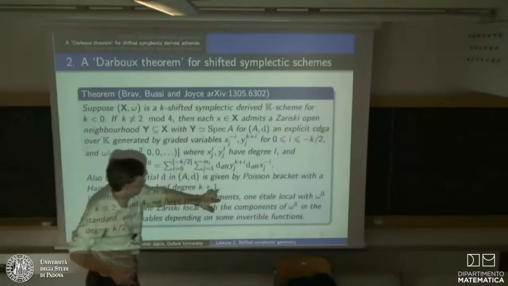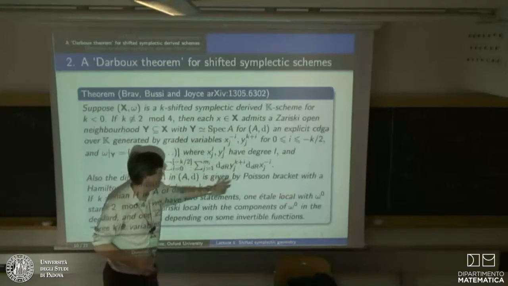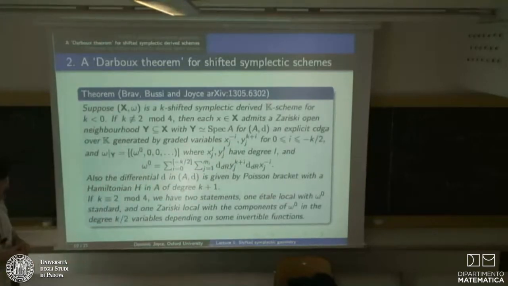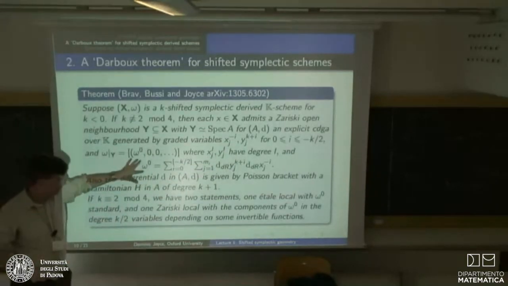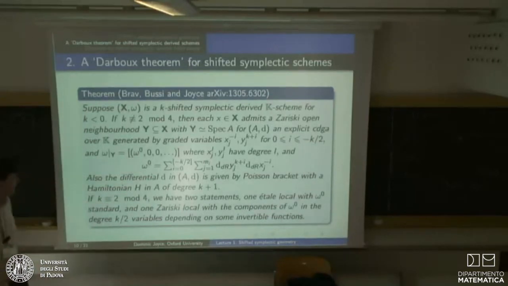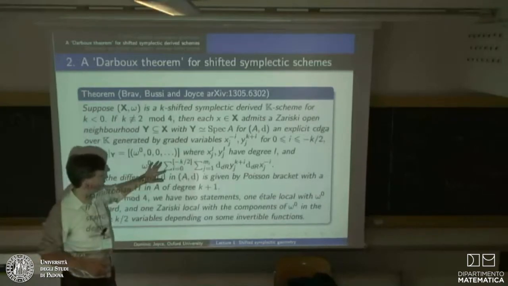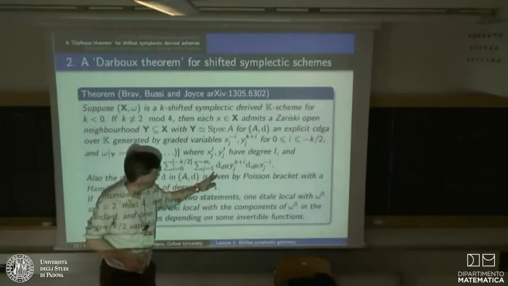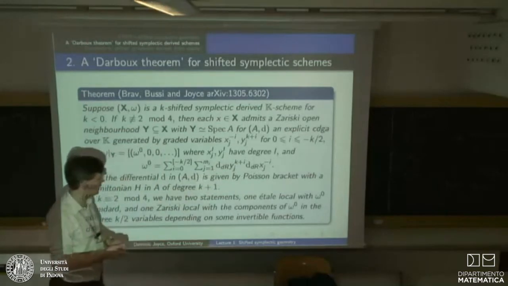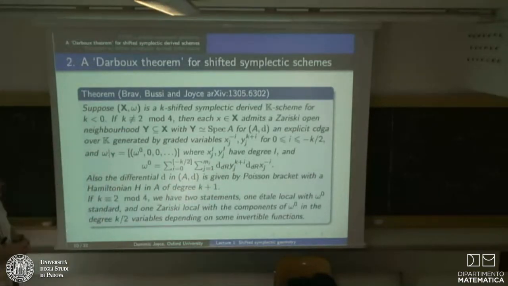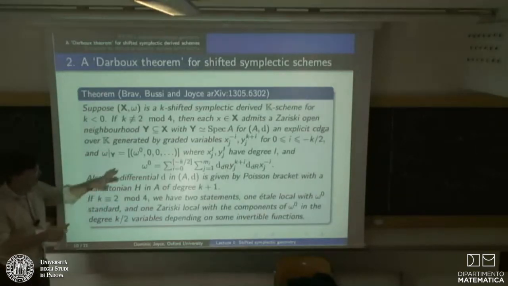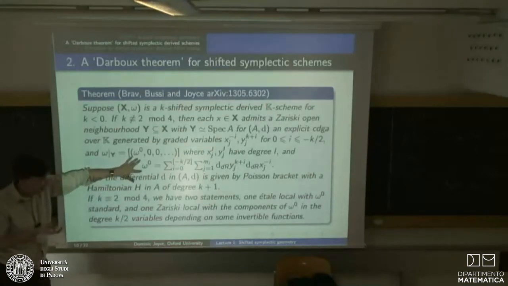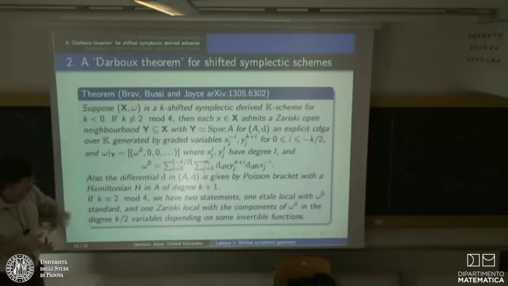If we work étale locally, we can write omega like this, basically. Well, it's not quite true, but we can write omega 0 in a way which is constant in coordinates. If you want to do it Zariski locally, we have a slight problem, which is that in the middle degree, you have to allow some invertible functions. Basically, in the k of 2 mod 4 case, omega is actually symmetric in the middle degree variables, the variables of degree k over 2.